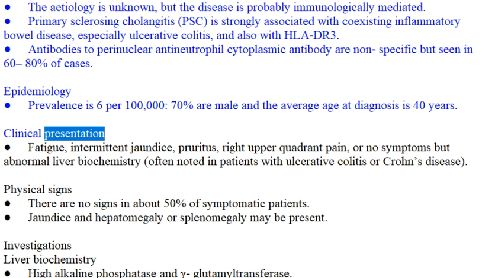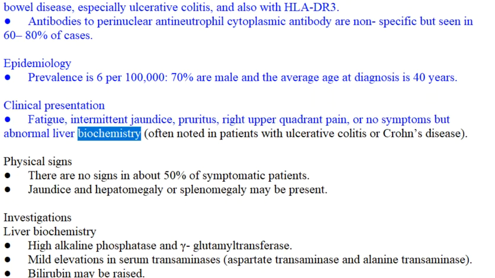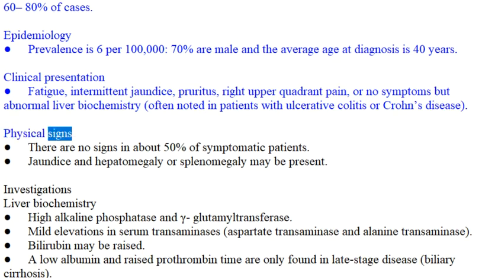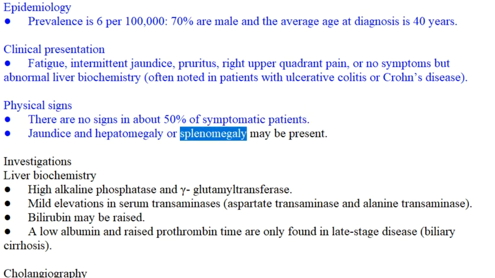Clinical presentation: fatigue, intermittent jaundice, pruritus, right upper quadrant pain, or no symptoms but abnormal liver biochemistry, often noted in patients with ulcerative colitis or Crohn's disease. Physical signs. There are no signs in about 50% of symptomatic patients. Jaundice and hepatomegaly or splenomegaly may be present.